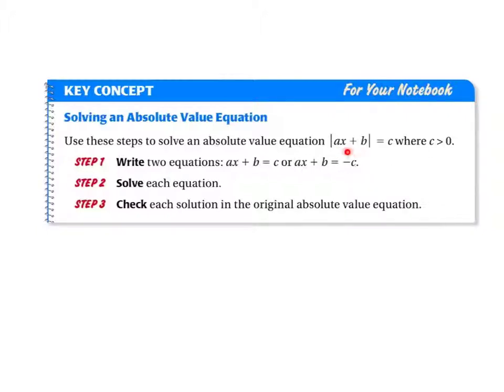This is because the inside part of an absolute value could be a positive or a negative, but after you take that absolute value, that's when it becomes positive. Now that you have two equations, you're going to solve both of them. Then you check your solution by plugging it into the original equation. Let's give it a shot.